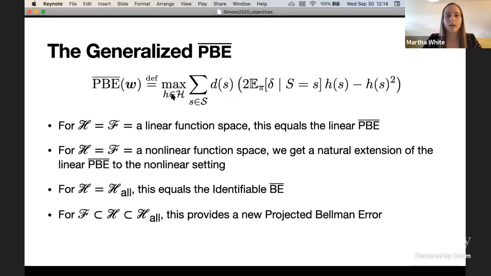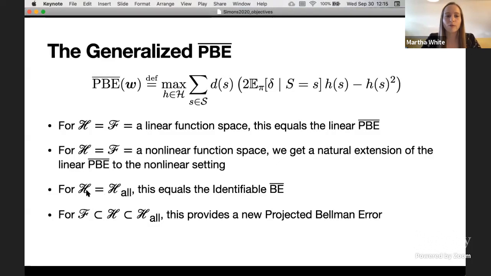because, by picking different choices of H, you get some of these natural settings that we're used to. So if I pick H here equal to the same space as the value function space, and it's equal to a linear function space, so they're both a linear function space, then this actually gives us exactly the linear projected Bellman error. Otherwise, we can generalize them both to a nonlinear function space, and then that gives us what is a natural extension of the linear projected Bellman error to the nonlinear setting.